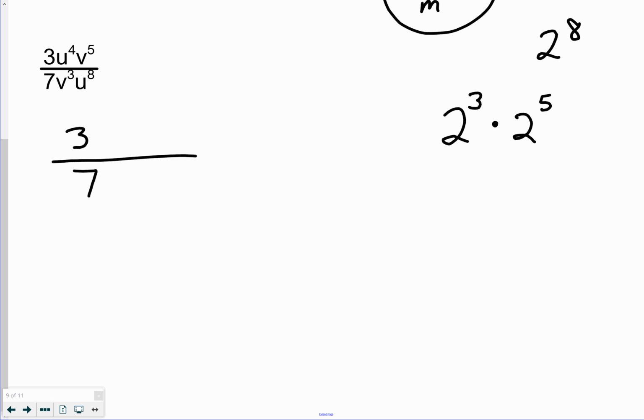Which letter do you want to start with, U or V? U, okay? Which one has more u's, u to the fourth power or u to the eighth power? U to the eighth power, right? So there's more in the bottom. How many more are in the bottom? 4. So there's going to be 4 in the bottom.